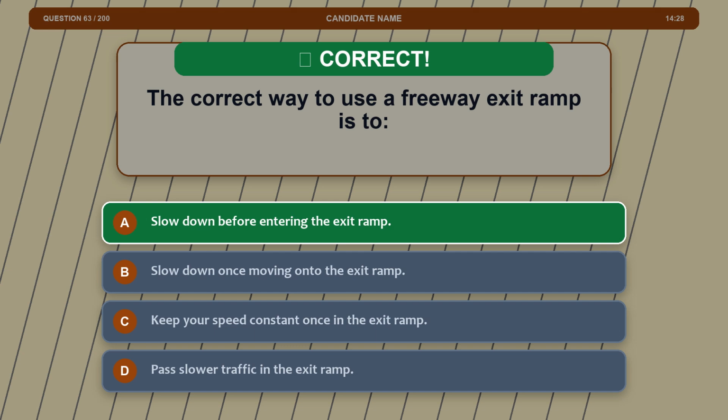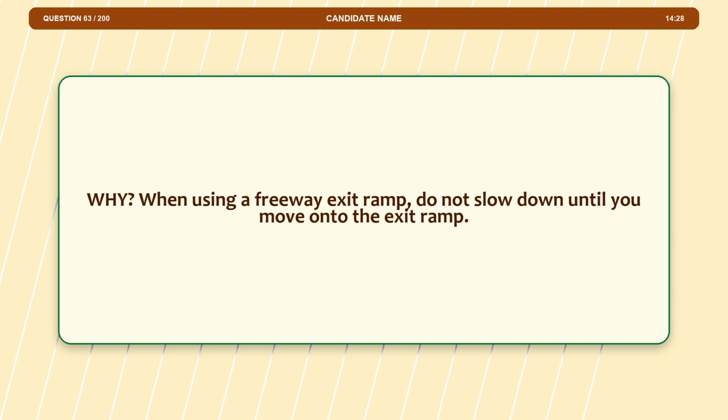The correct answer is option A. Slow down before entering the exit ramp. Explanation: when using a freeway exit ramp, do not slow down until you move onto the exit ramp.